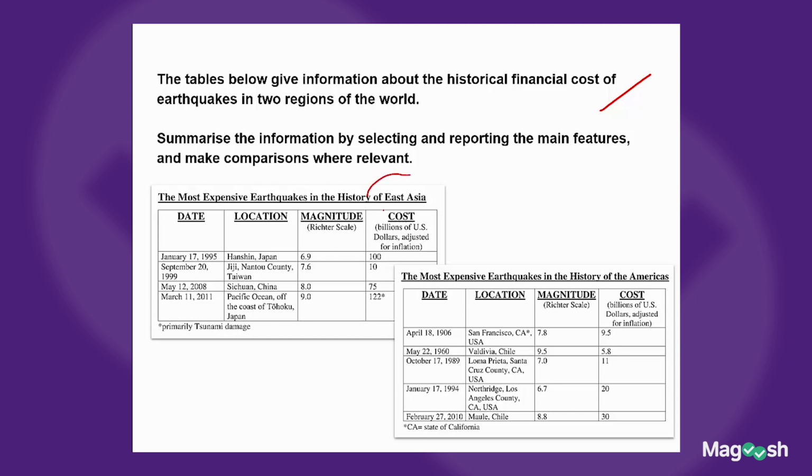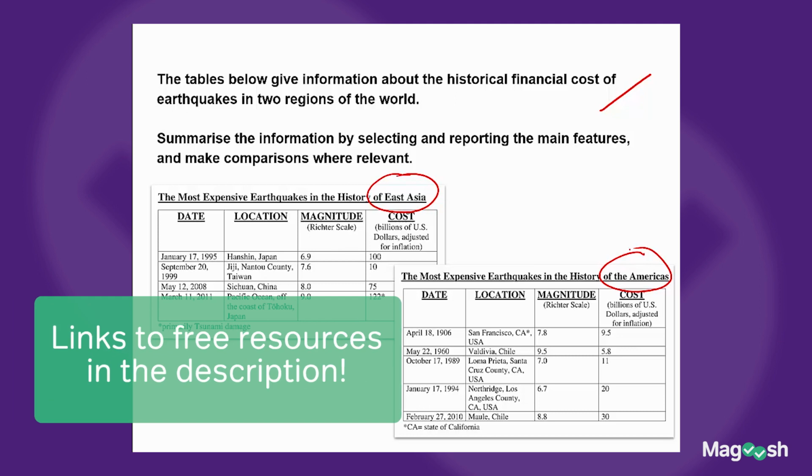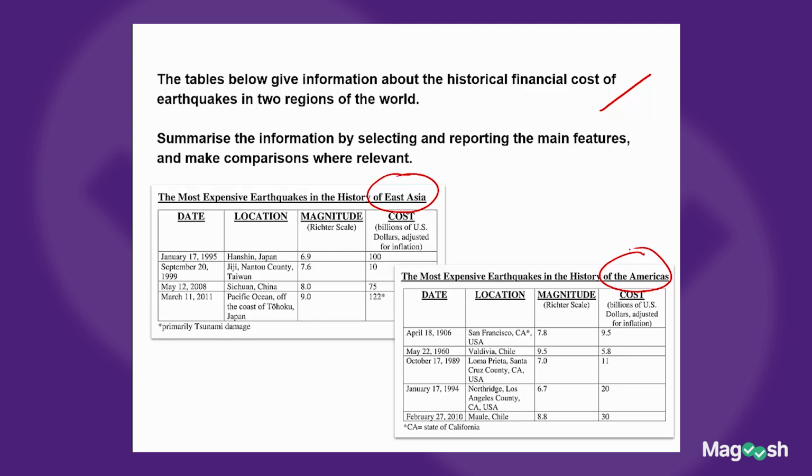Okay, so we've got earthquakes in East Asia and the Americas. And we've got the date, location, magnitude, and cost information on these tables for the costliest or most expensive earthquakes in both of these regions. So we've got all this data that we're looking at on these two tables. The question is, how should you piece together your response for a Task 1 question with tables like these? Let's look at some tips first, and then we're going to go through a sample answer to this particular question, applying those tips and showing you how to put them to use.